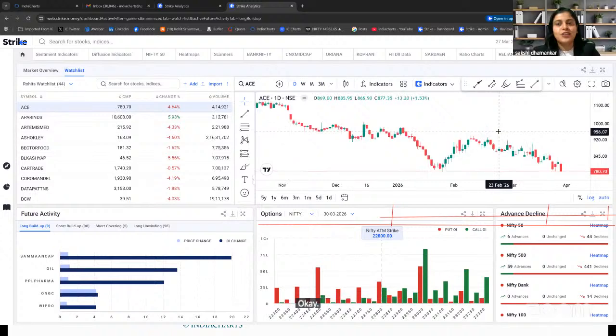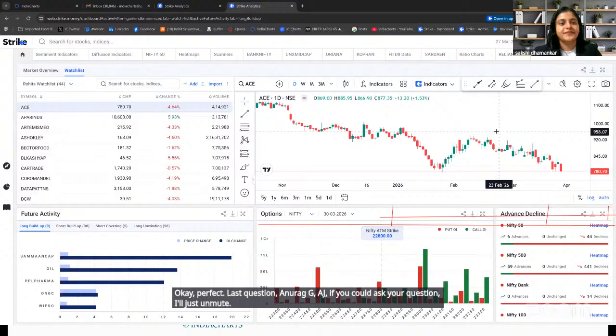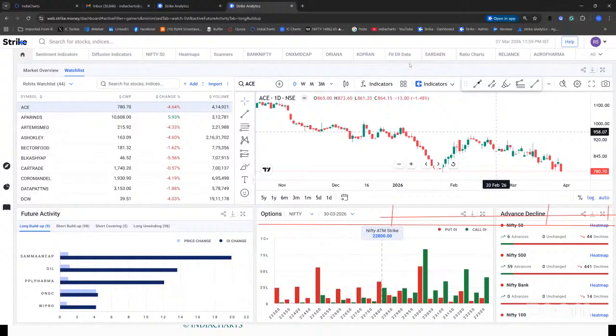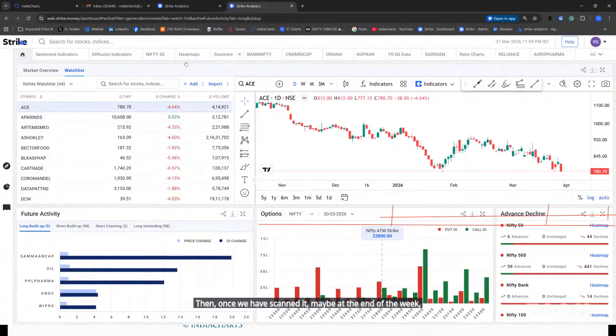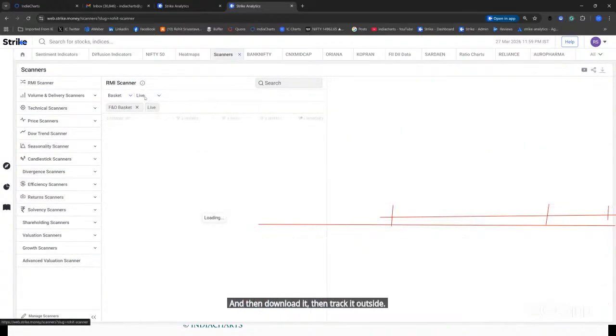Okay, perfect. Last question, Anurag. If you could ask your question, I'll just unmute. Good morning, sir. Related to the RMI scanner, is there any option to download the list so that we can track them in TradingView? Once we have scanned it, maybe at the end of the week, we download it and track it outside. Is it possible?